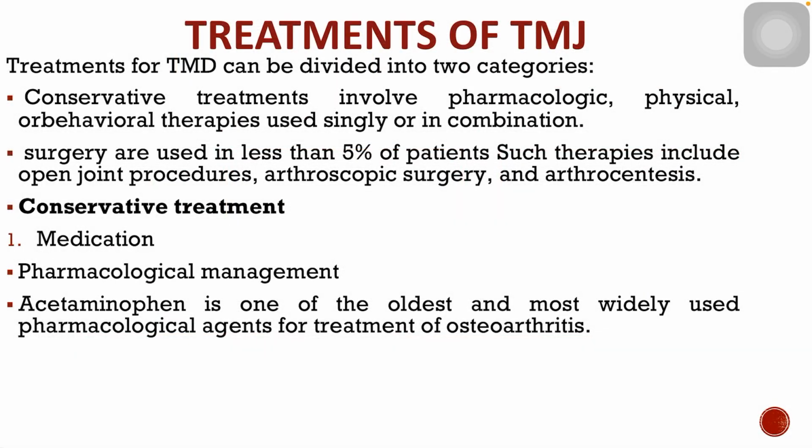أما conservative اللي يشمل لي pharmacological, physical, behavioral. ممكن نستخدمها واحد من عندهم أو نستخدمها in combination. السيرجري نستخدمها بنسبة كلش قليلة، تقريبا 5% من المرضى يحتاجون السيرجري. مثال عندنا open joint procedure والarthroscopic surgery and arthrocentesis.